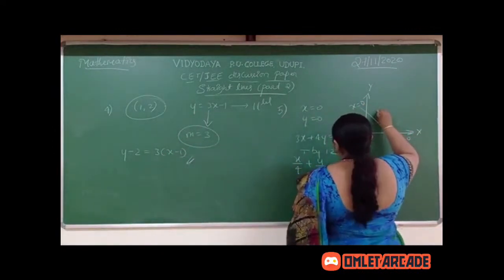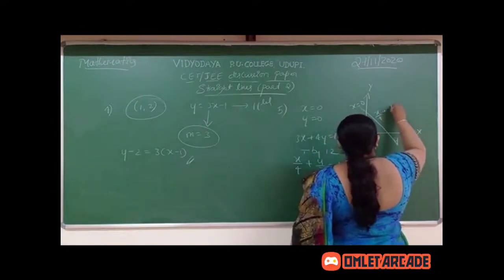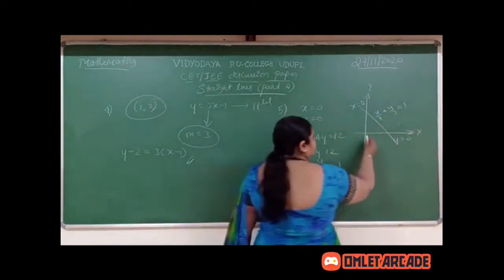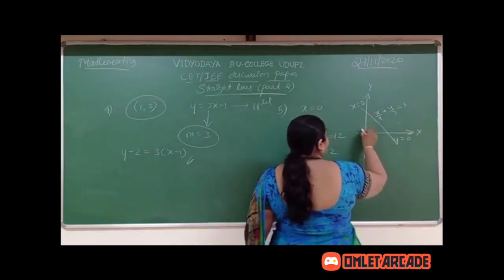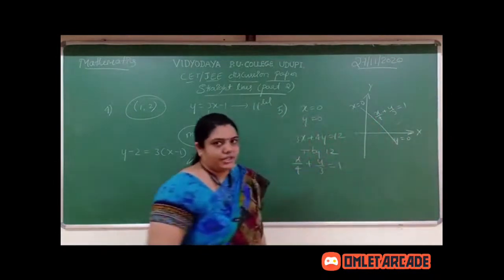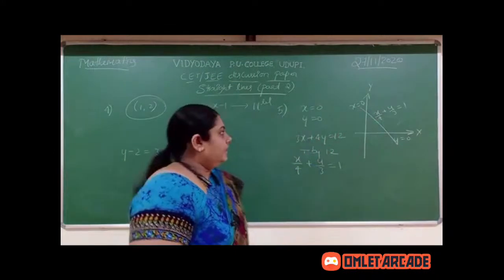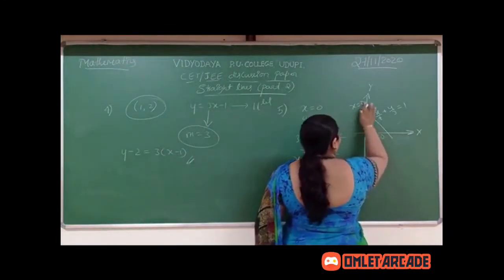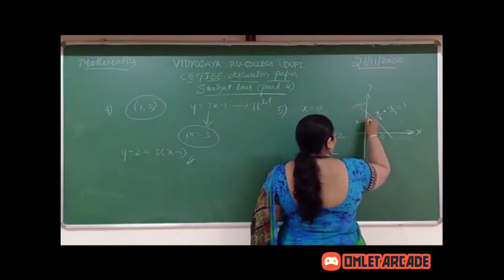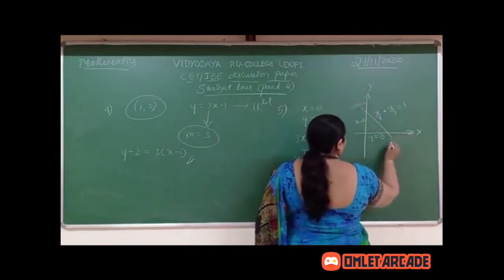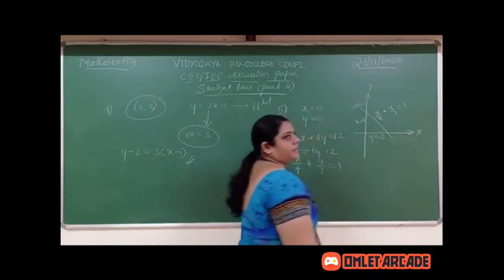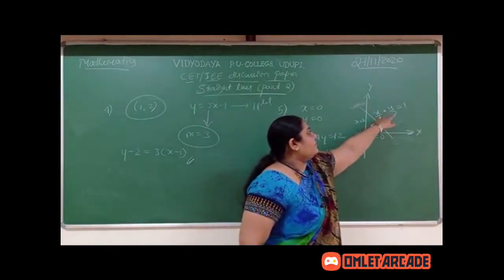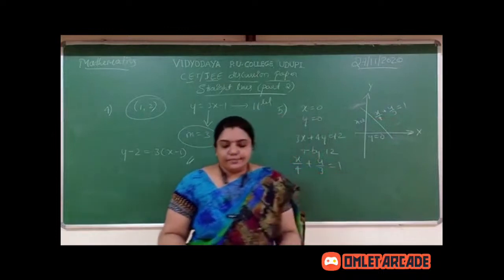What is the equation of the line? x by 4 plus y by 3 is equal to 1, where this intercept will be 4 and this will be 3. I am not mentioning it. Is it fine? See, one line is what? y is equal to 0, and another line is what? x is equal to 0. This line is y is equal to 0, and this is x is equal to 0. And this is x by 4 plus y by 3 is equal to 1.